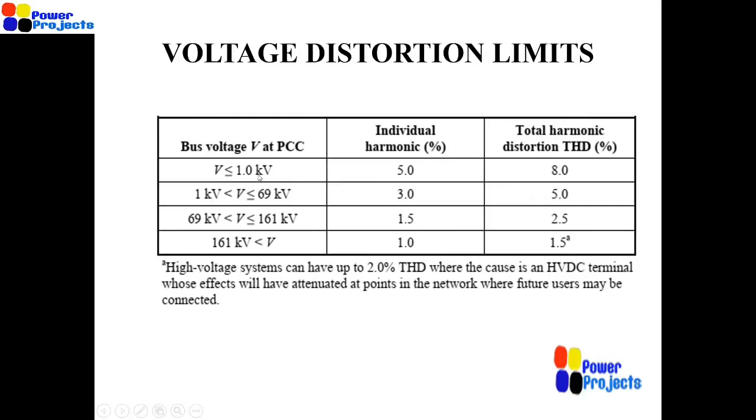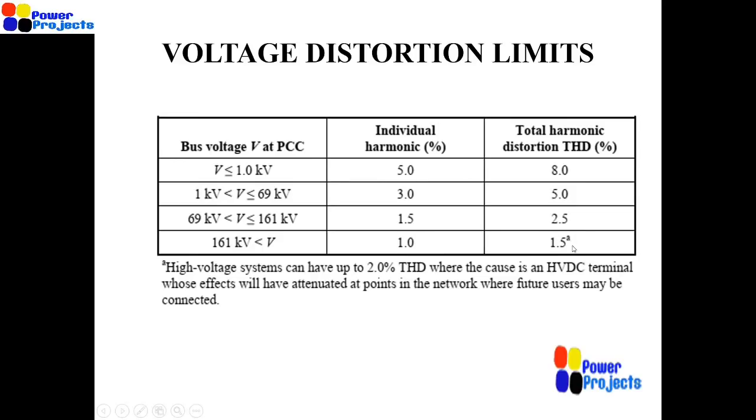So if your voltage is less than 1 kV, the individual harmonic distortion allowed is 5% and the total harmonic distortion allowed is 8%. Please remember this is VTHD, voltage THD. At the point of common coupling, for voltage 1 kV to 69 kV, the individual has to be 3 and the total has to be 5. For 69 to 161 kV, it is 1.5 individual and 2.5 total. And for more than 161 kV, it is 1% individual and 1.5 total, right?